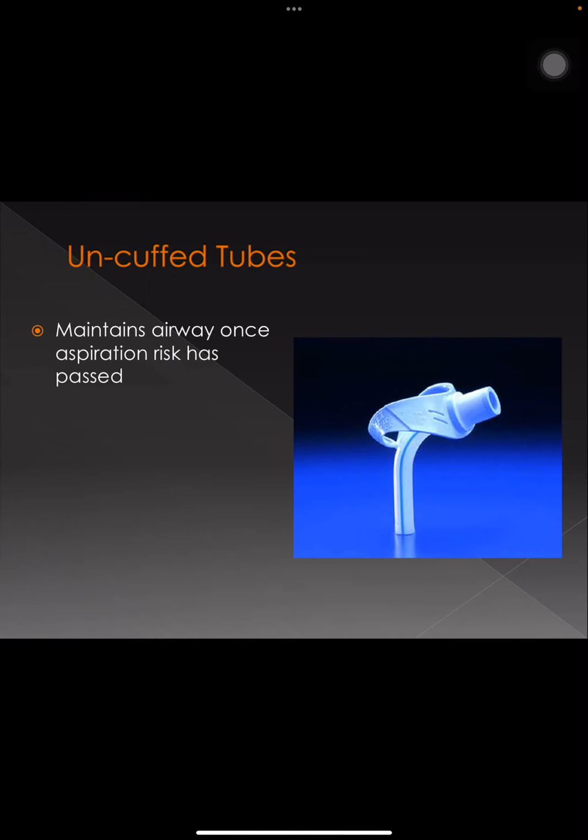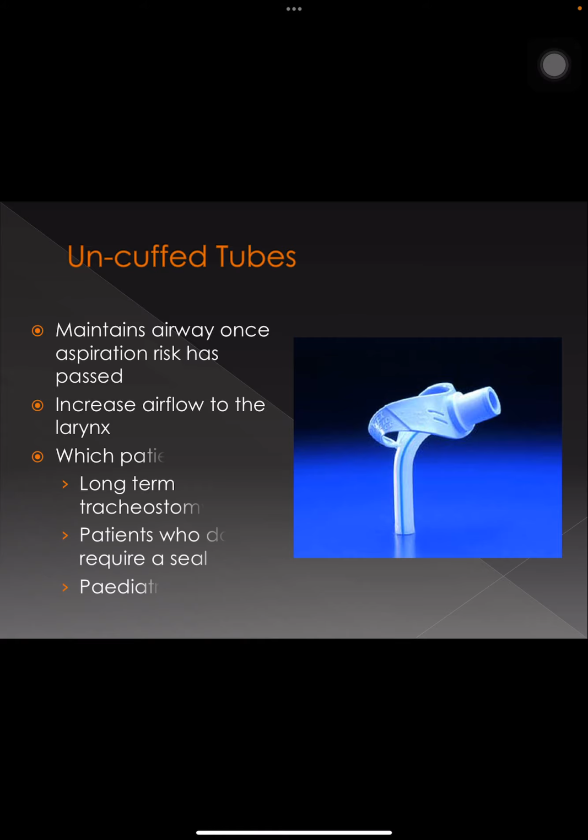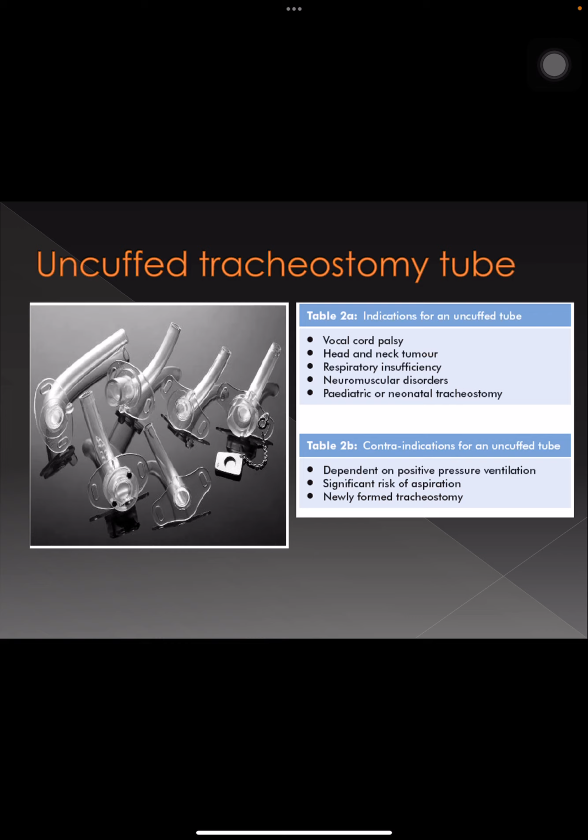Coming to uncuffed tubes, it maintains airway once aspiration risk has passed, increases airflow to the larynx, and it is used in patients who require long-term tracheostomy, patients who do not require a seal, and in pediatric patients. Its indications are vocal cord palsy, head and neck tumors, respiratory insufficiency, neuromuscular diseases, pediatric or neonatal tracheostomies.